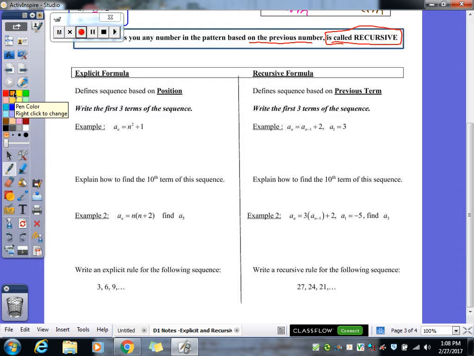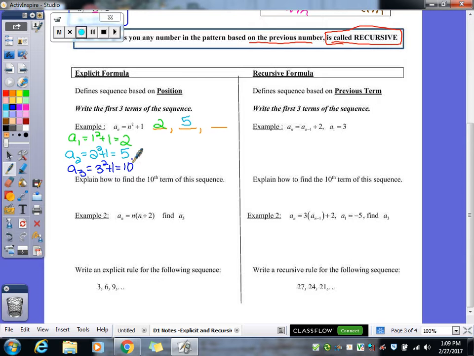So explicit, they told us to write the first 3 terms of our sequence. So I'm going to put my little 3 lines. I got to find my first 3 terms. So we'll start with our first term. What do we plug in for n? A 1. So a sub 1 would be 1 squared plus 1, which, what does that give us? Yeah. All right, so our second term would be a sub 2, so that's 2 squared plus 1, which, what is 2 squared plus 1? 5. And then our third term, 3 squared plus 1, which would be 10. So our first 3 terms are 2, 5, and 10.